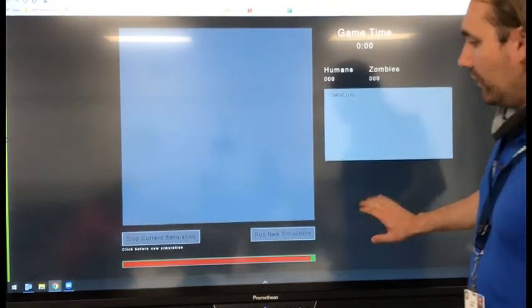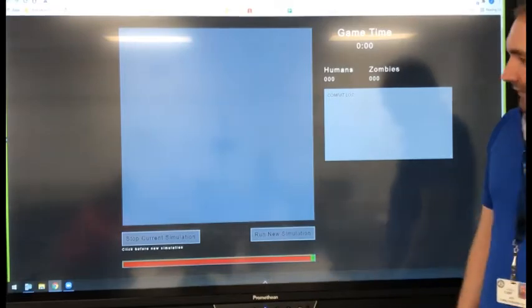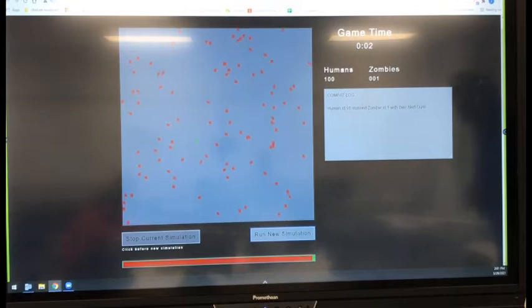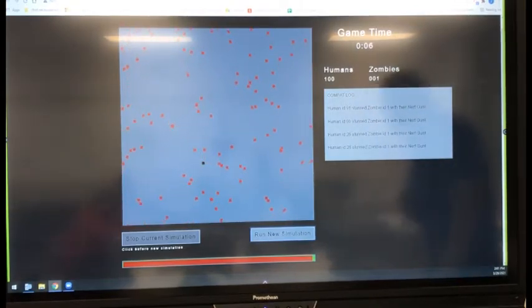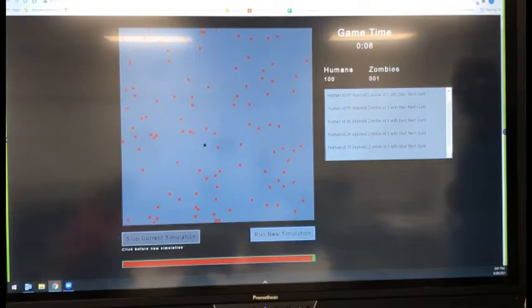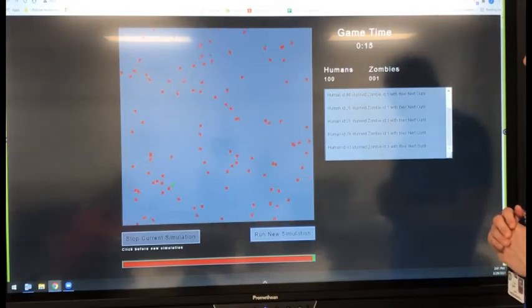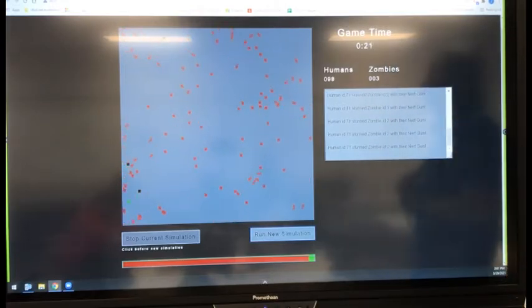So here we go. The red indicates my human population and the green is my zombie. I'm going to start. There's 200 humans and 1 zombie. Let's see how long it takes to infect one person. Wait, he's getting shot, so he's being stunned. Everybody's avoiding him. Oh, you got one. It took 18 seconds for the first human.